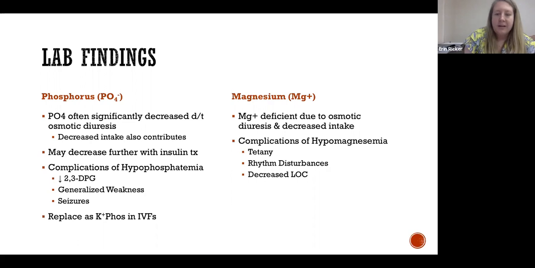Magnesium, again, it can be deficient in these patients. This is again secondary to that osmotic diuresis and decreased intake. With patients who are hypomagnesemic, we'll see some rhythm disturbances. They can have some tetany and decreased level of consciousness, some weakness as well.